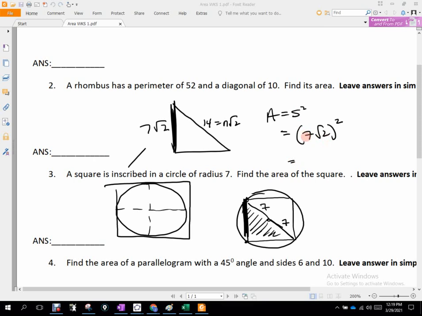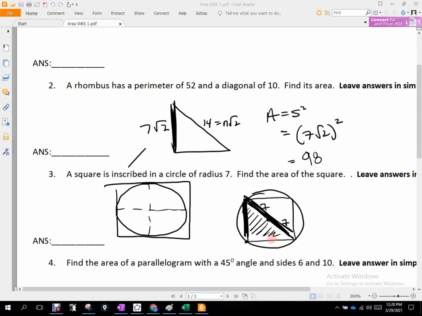So can I take 7 radical 2 squared and get then the area for my square? What's 7 squared? 49. What's radical 2 squared? 2. So what's 49 times 2? 49 times 2. Be 98, wouldn't it? What are we lost on? 14 squared is 196. So you took your hypotenuse and squared it.